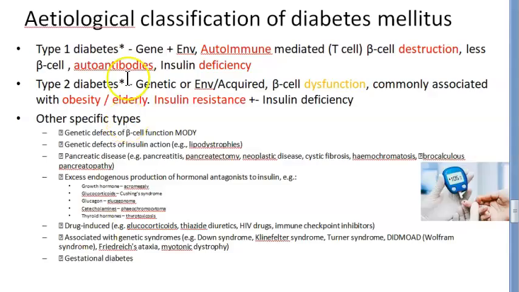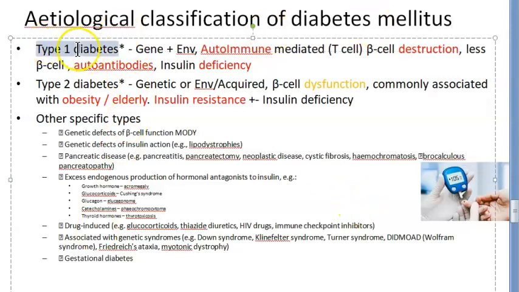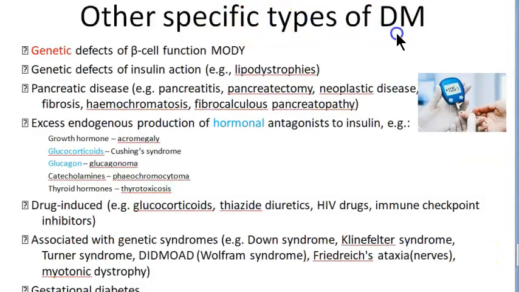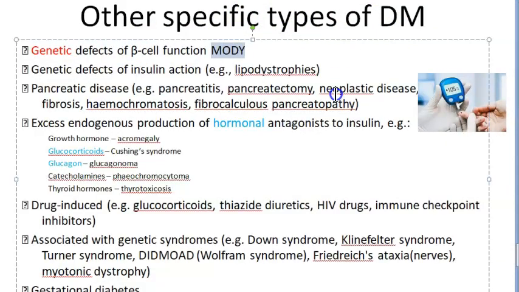So people, let's revise the etiological classification of diabetes mellitus. Type 1 diabetes mellitus: autoimmune, beta cell destruction, insulin deficiency, autoantibodies. Type 2 diabetes: it is beta cell dysfunction seen in obesity or elderly, insulin resistance with insulin deficiency. Then you have hybrid between these two, that is type 1 and type 2 hybrid can be there. That name is something immune mediated, another is ketosis prone. Okay, these are hybrid. Then you have the other specific types of diabetes mellitus where you have the MODY, maturity onset diabetes of the young, where you have the problem with the gene, single gene, monogenic they are saying.